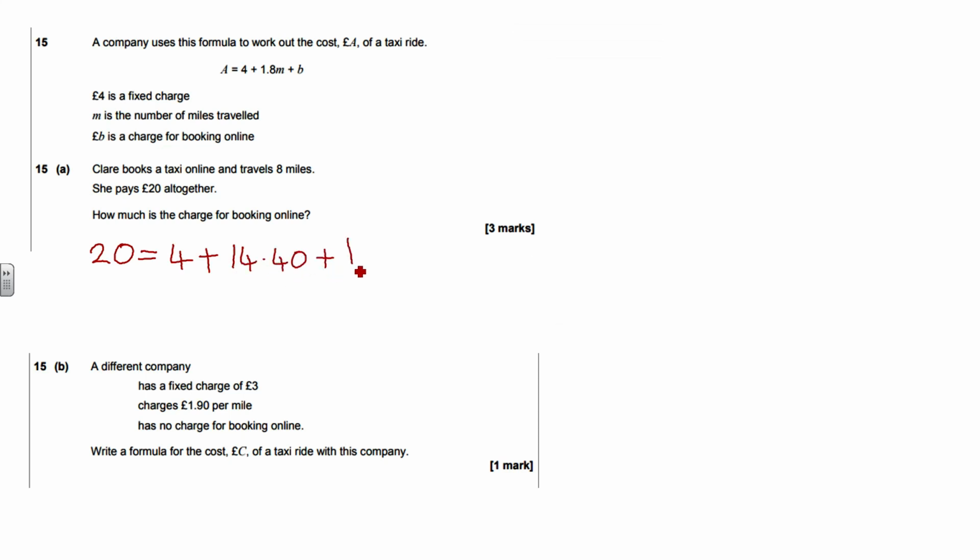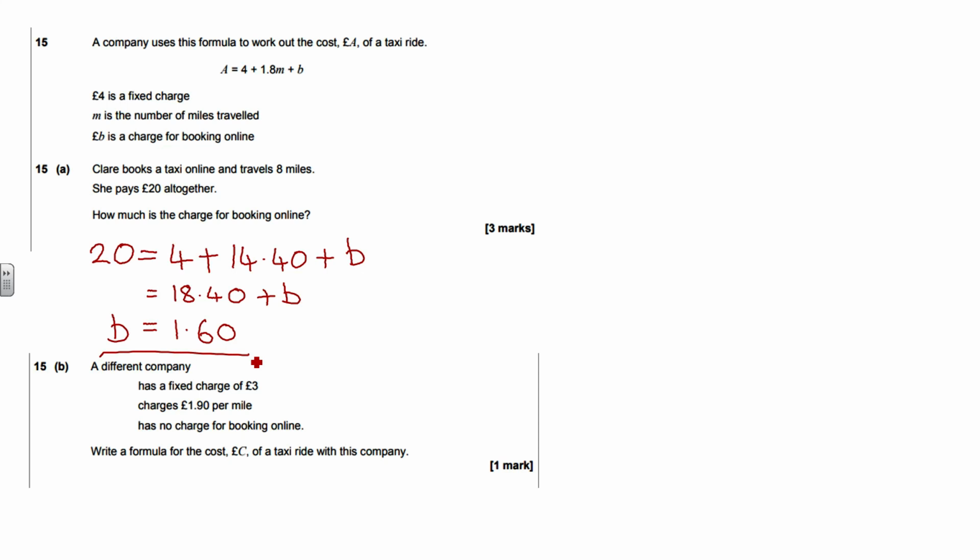And then the last thing which is charged is that online booking fee that they haven't told us. So at the moment, the charge we've got is £18.40, and we know that the total charge was £20. So whatever's missing to make £20, the £1.60, was the booking fee.